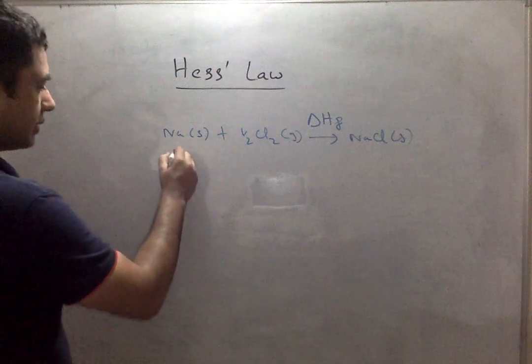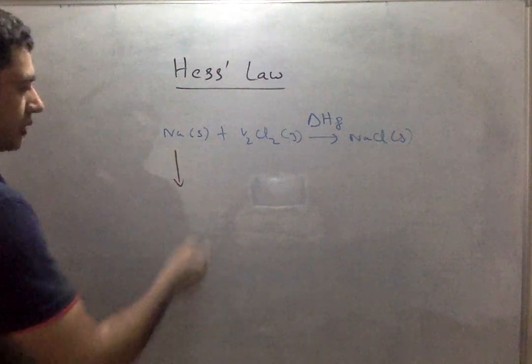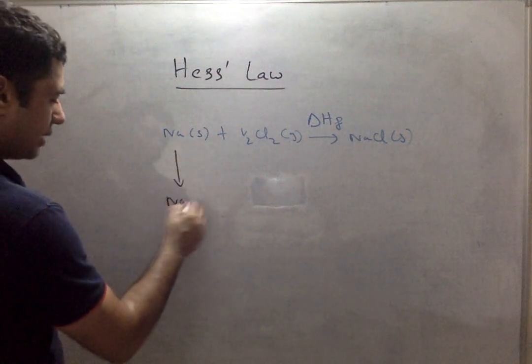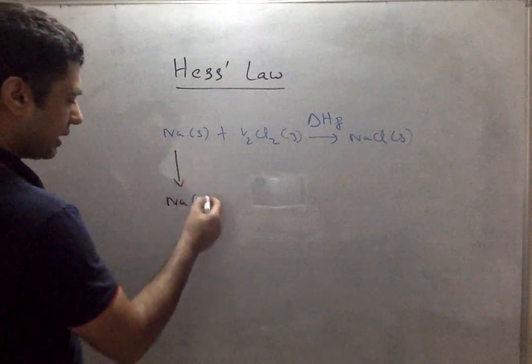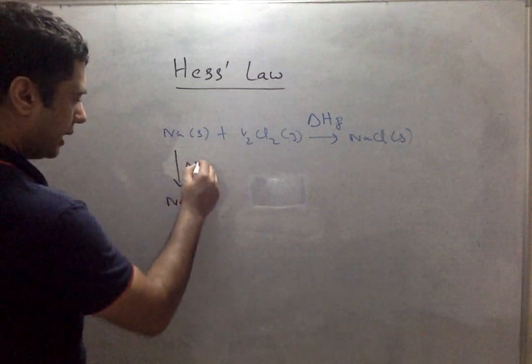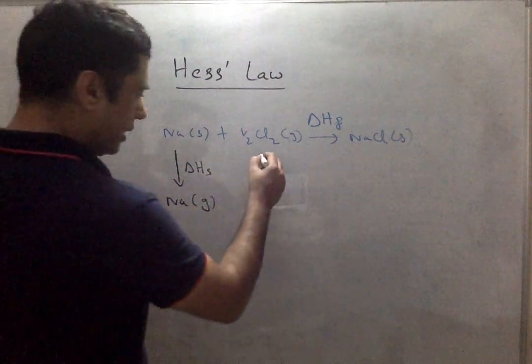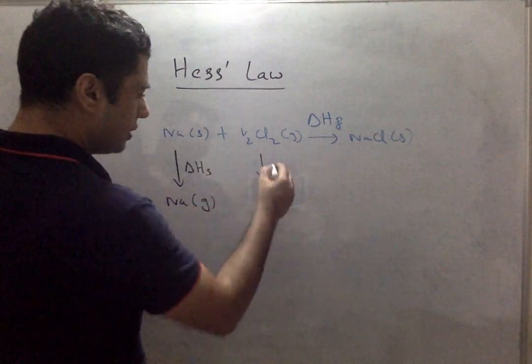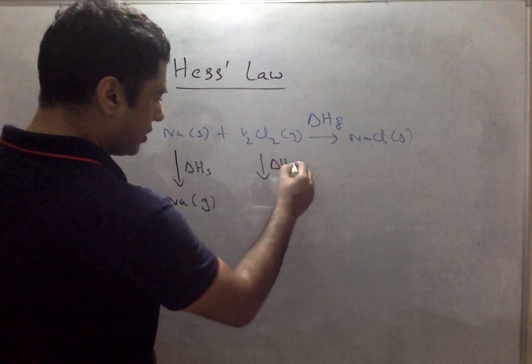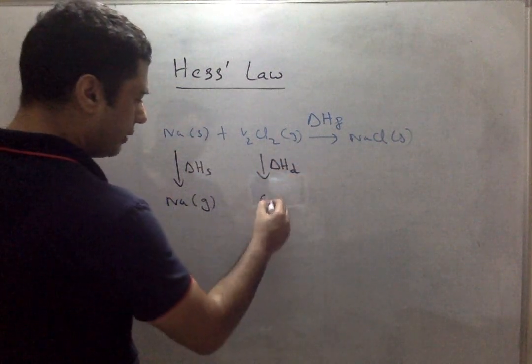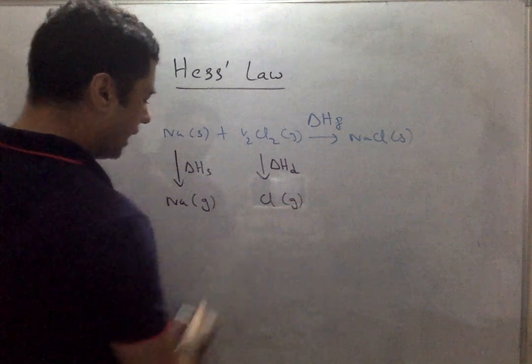So what we can do is take a different journey. Sodium can be first vaporized to sodium vapor. So this is the sublimation process, delta H sublimation, and this converts it to gas. Similarly, we can split chlorine molecules into chlorine atoms. So this is delta H dissociation, and here we get chlorine atoms in the form of gas.